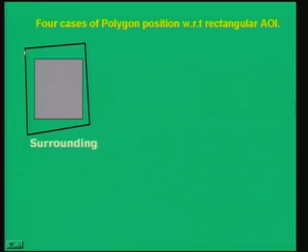The rectangular area of interest is given by this gray color rectangle, which could be a part of an image or the full image, and this is an arbitrary quadrilateral which I have drawn, which is the projection of the polygon. And as you can see, the polygon is completely surrounding the rectangular area of interest, which is this gray color strip, which is not the polygon projection.